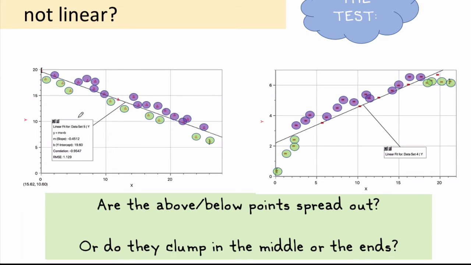So the one on the left, as you can see, the aboves and belows are pretty much spread out. I mean, there are some gaps and things, but how they're arranged around the line is pretty much random. They're just spread around. Whereas the one on the right has clumps. It has a pattern. The belows are at the ends, and the aboves are in the middle.